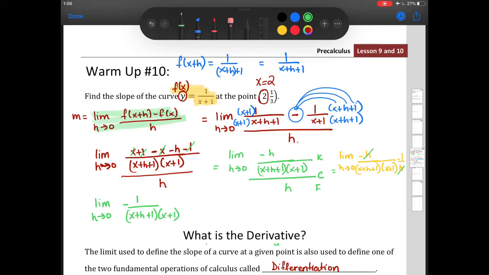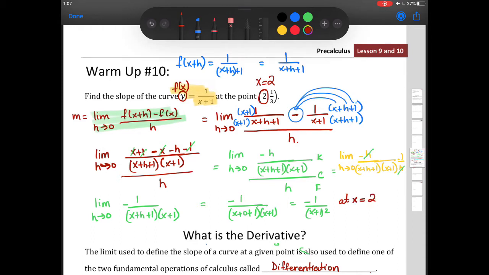I'm hoping that we all get this math. And then what are we left with? We can just simplify, we can apply the limit, and it is negative 1 over x plus 0 plus 1 times x plus 1, right? Which is negative 1 over x plus 1 squared. Now I want to find the slope at x equals 2. That's why only the x value mattered.